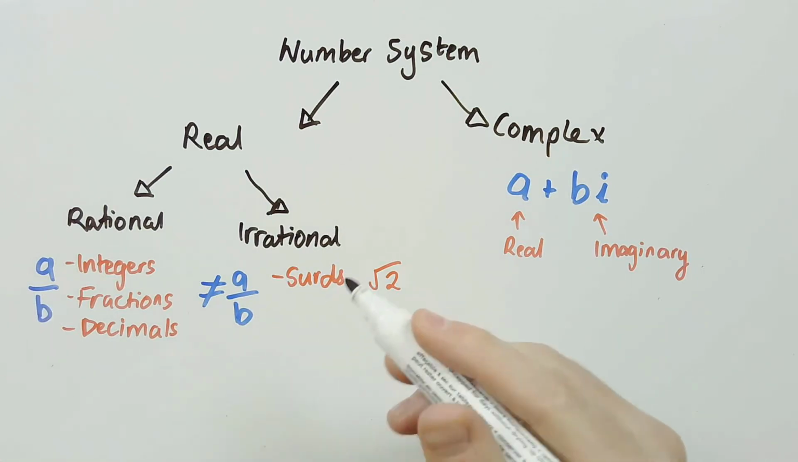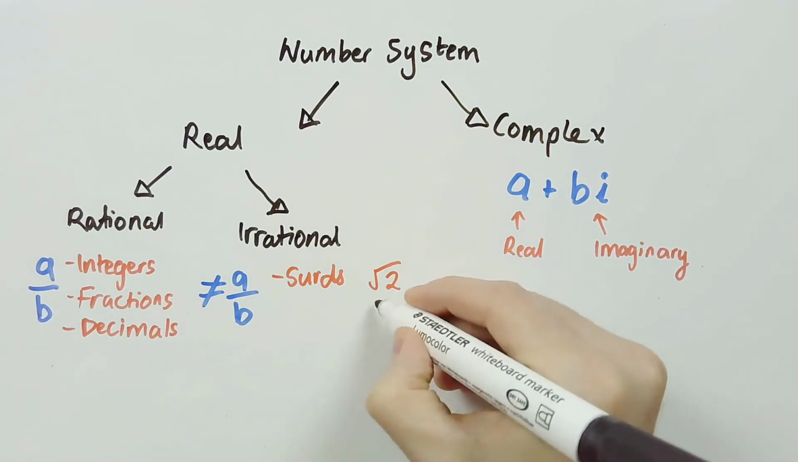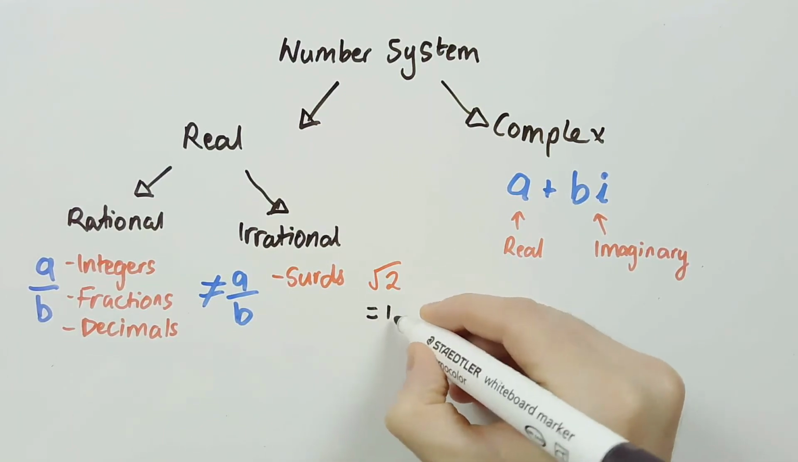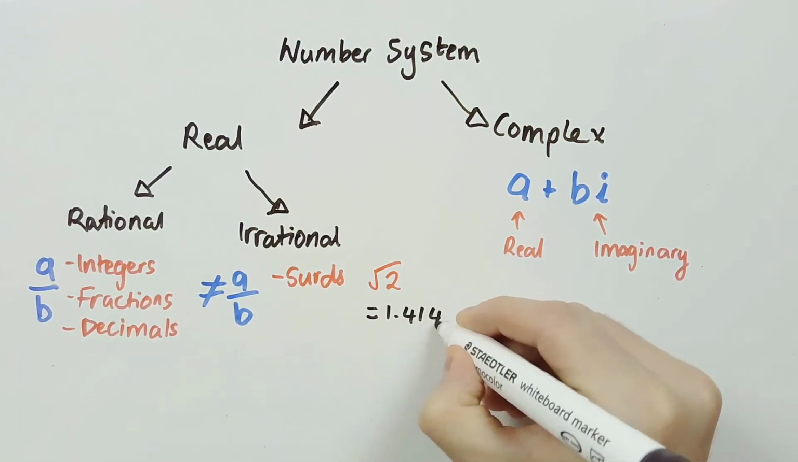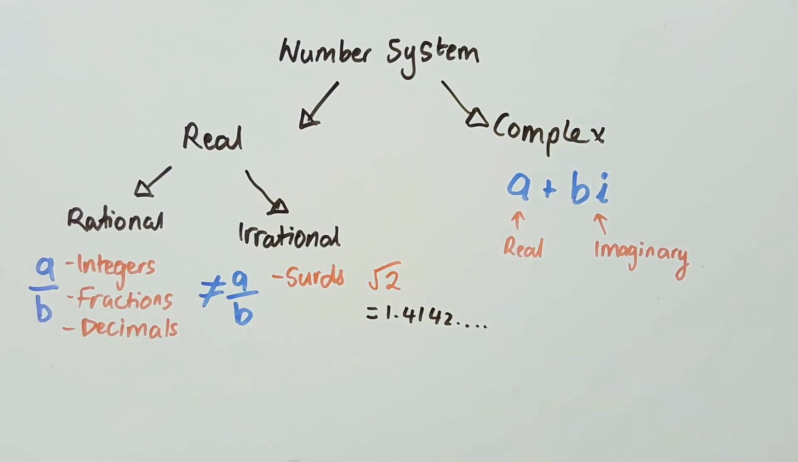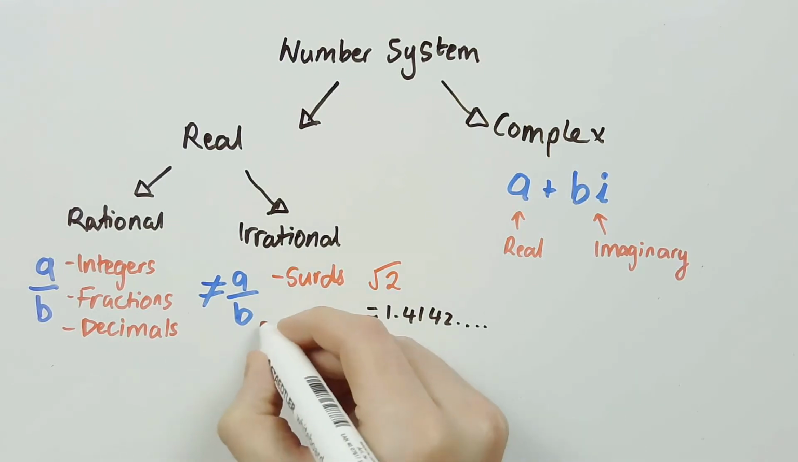So, for example, root 2 ends up coming out as 1.4142, etc. There's no quick way, or no way at all, to write this number root 2 out as a decimal or a fraction. It's a never-ending sequence. So that's a good way to think of an irrational number. And there's a couple of other examples.